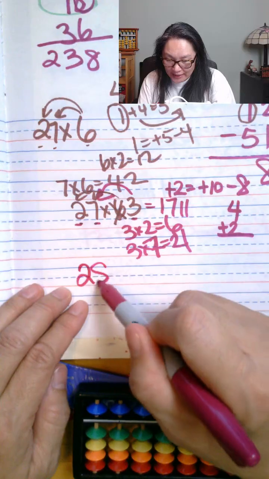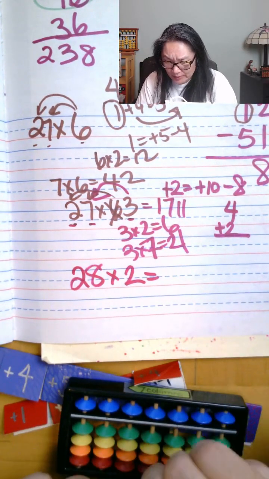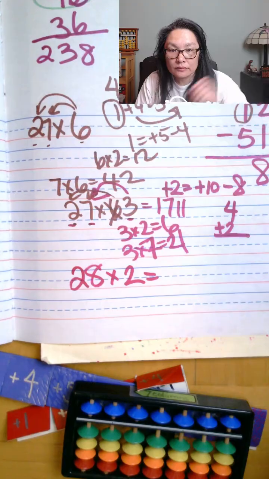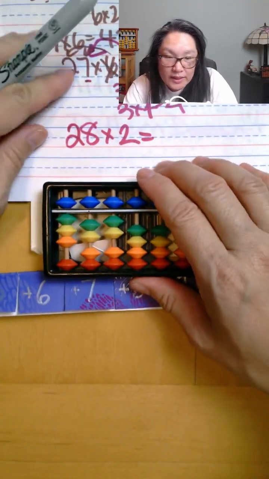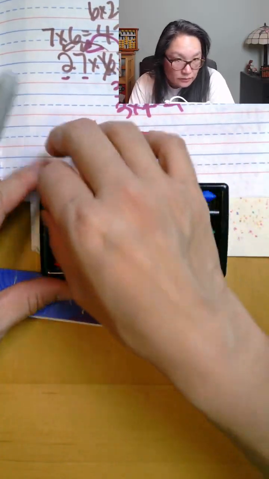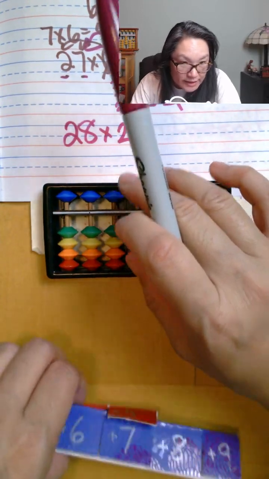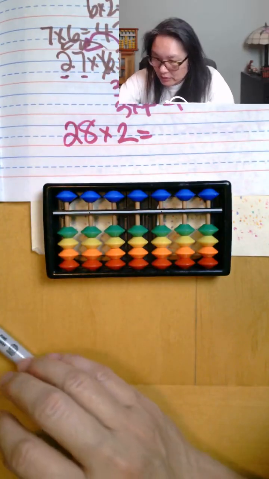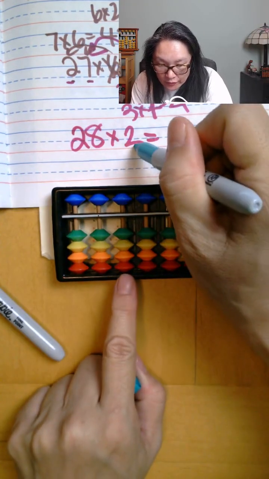We have 28 times 2. So tell me, where's my starting point? Where is my starting point? 3 digits, yes. Okay, so 1, 2, 3. All right, so I'm going to put my finger here.